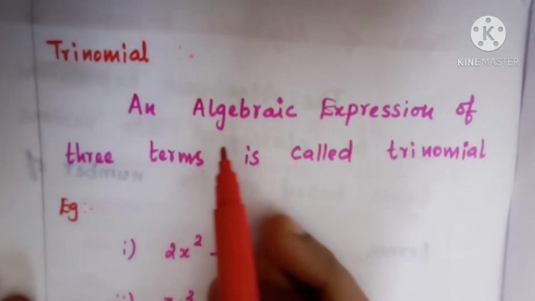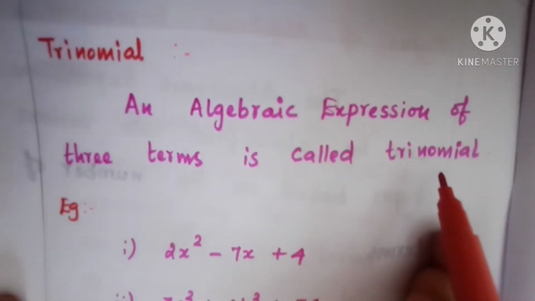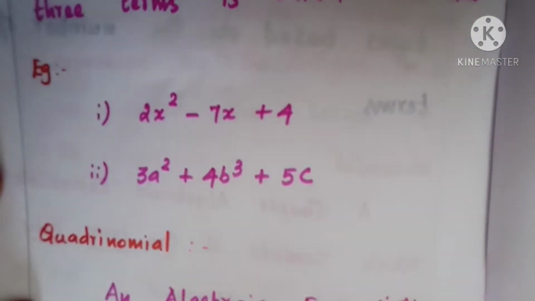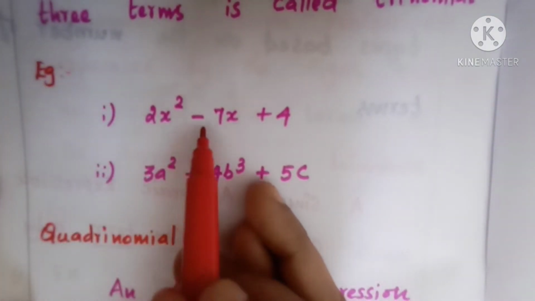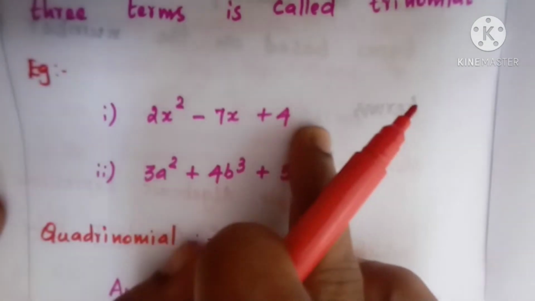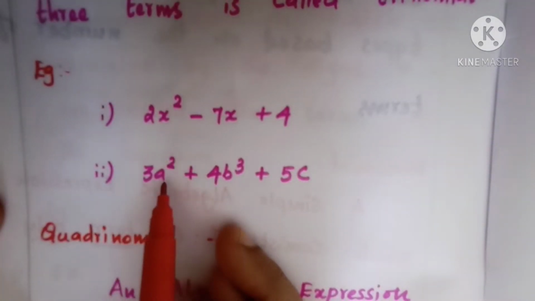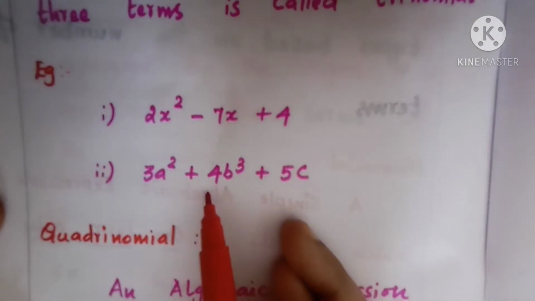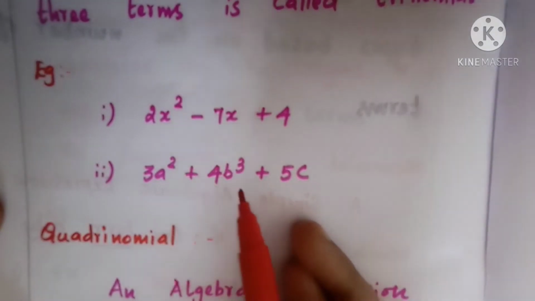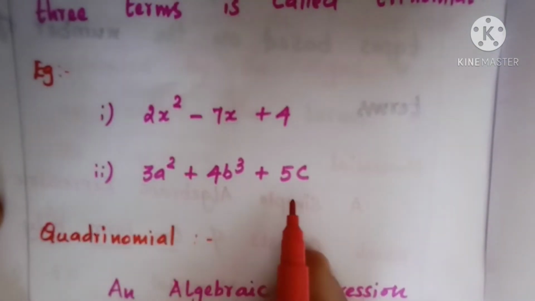Trinomial. An algebraic expression of three terms is called trinomial. Example 2x square minus 7x plus 4. It has totally 3 terms. And second 3a power 2 plus 4b cube plus 5c. It has also 3 terms.